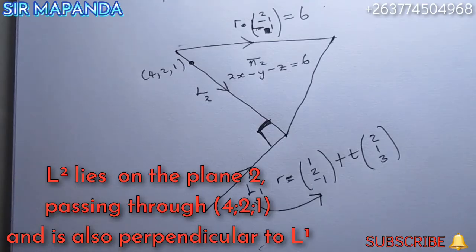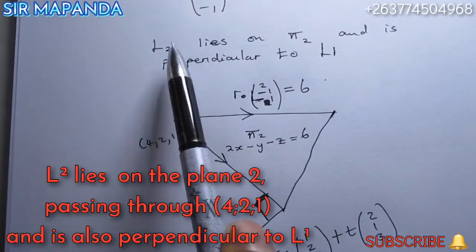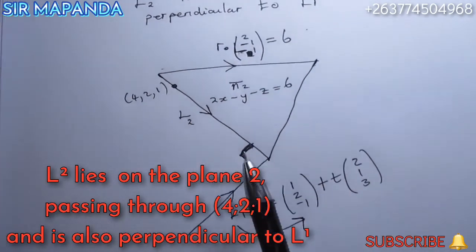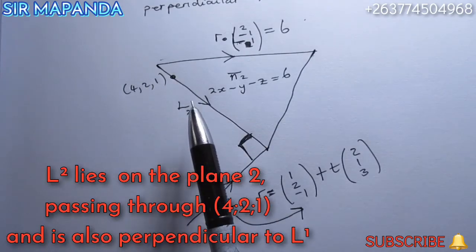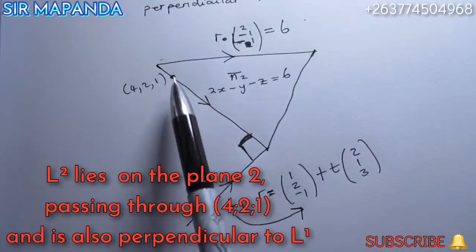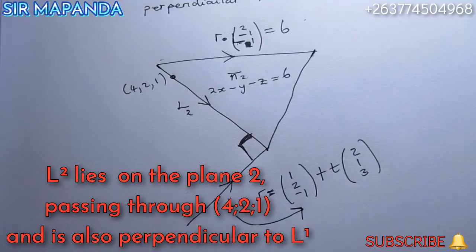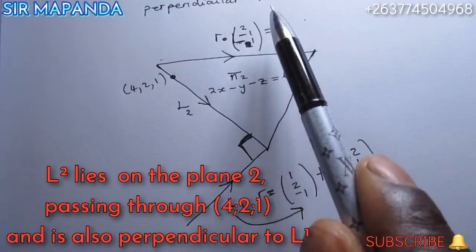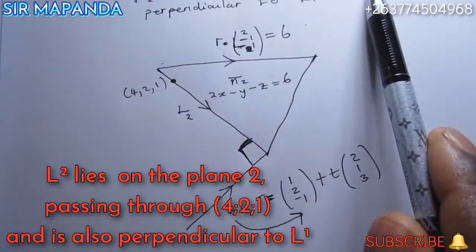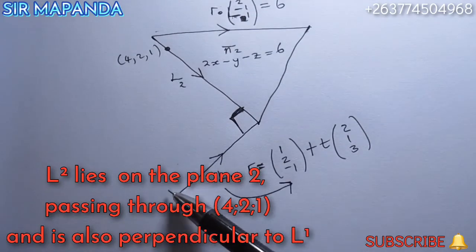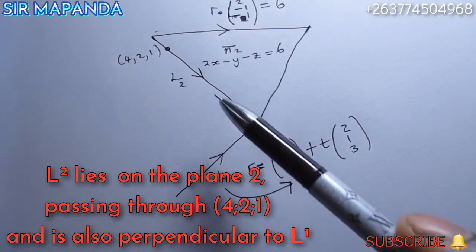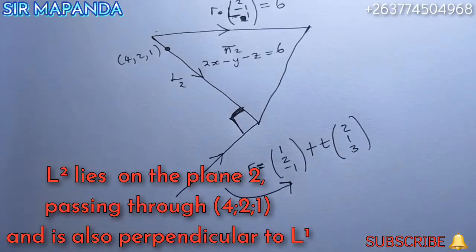So we are being told by the question that L2 lies on pi 2. So let this side represent L2, since L2 is lying on this pi 2 plane. I hope you are following. And L2 is perpendicular to L1. So I have drawn a line which is forming 90 degrees with L2, and this line denotes L1. I hope you are following.